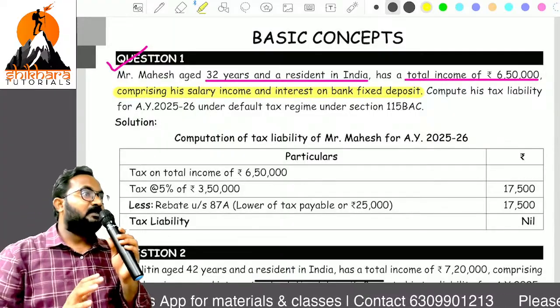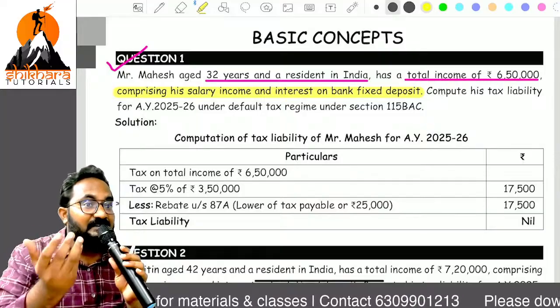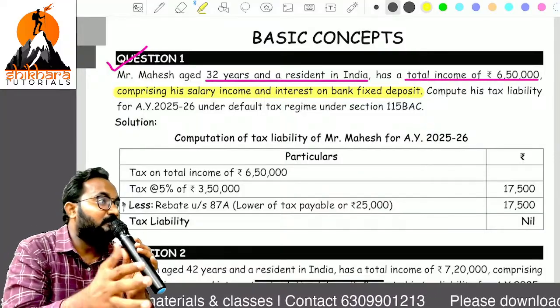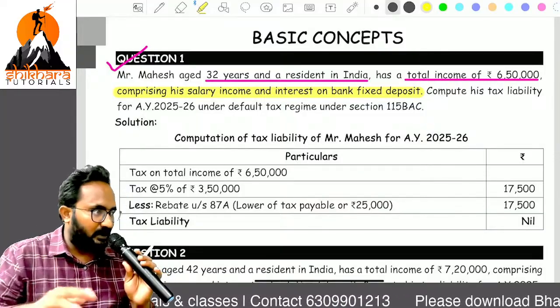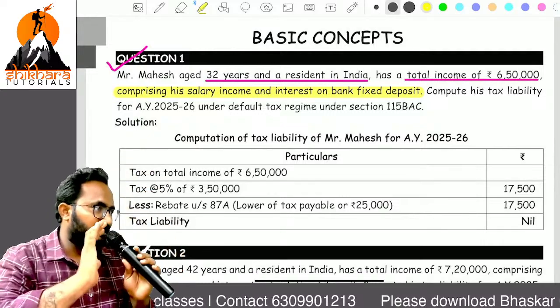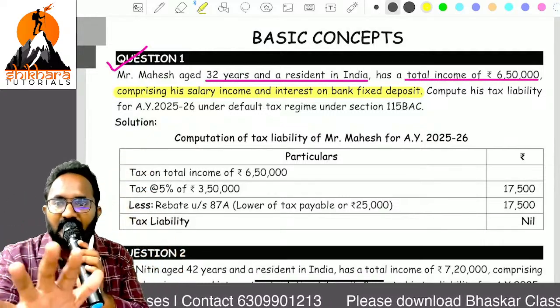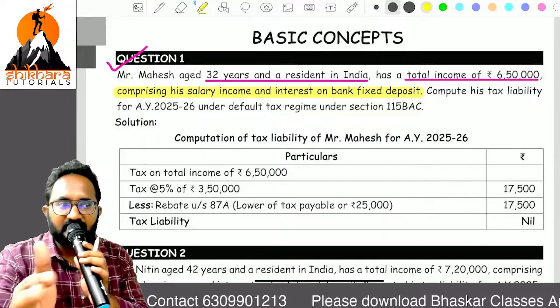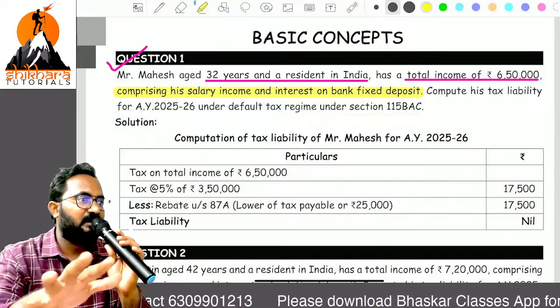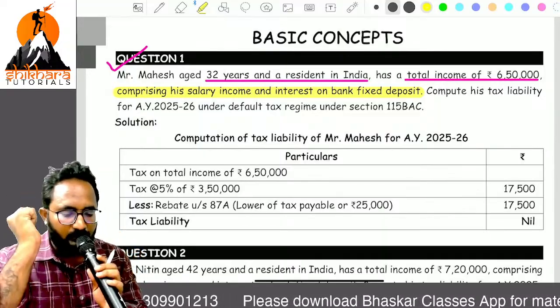Fixed deposit. That means these incomes are taxable at a normal tax rate. There is no special tax rate taxable income. They are communicating by using these lines. These incomes are all taxable at what, ma? Normal tax rate. There is no special tax rate taxable income included in his total income.